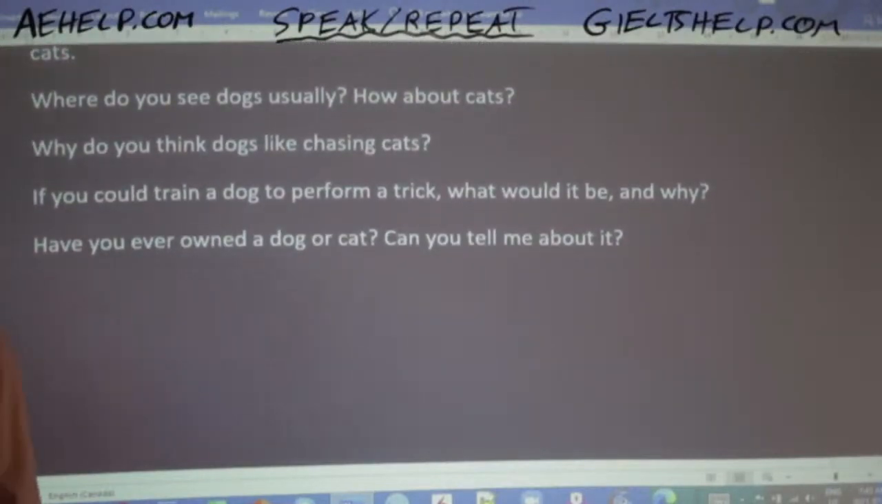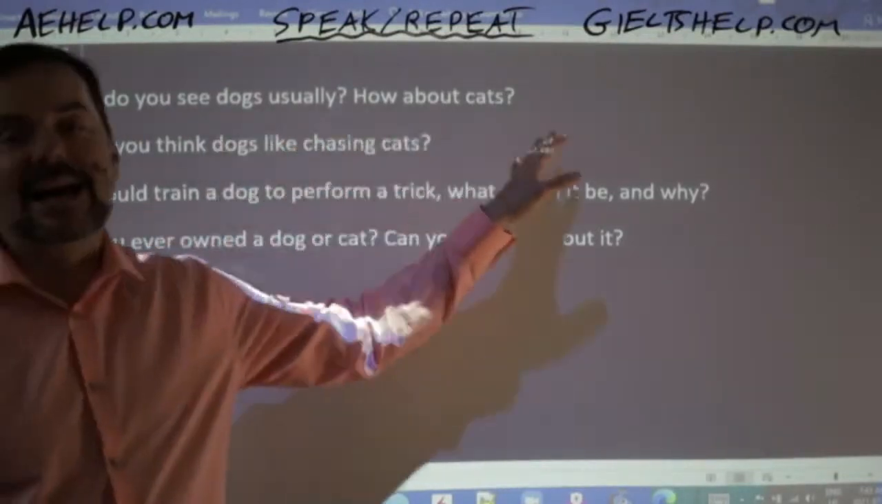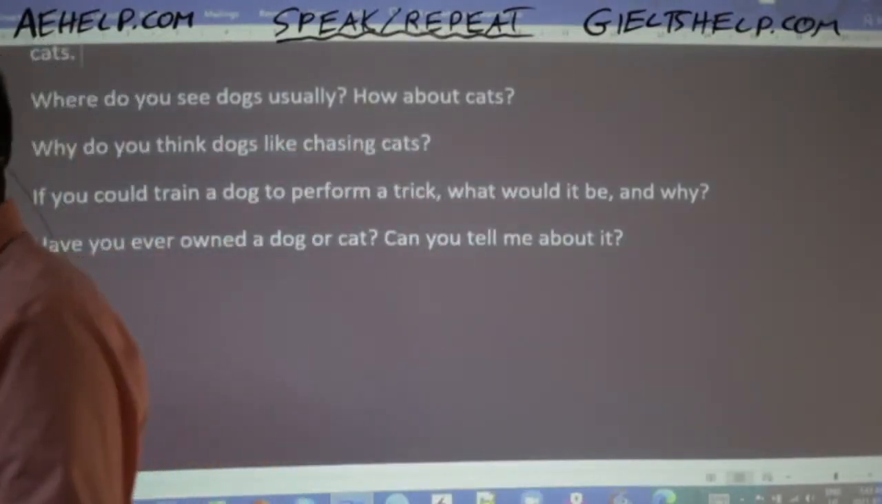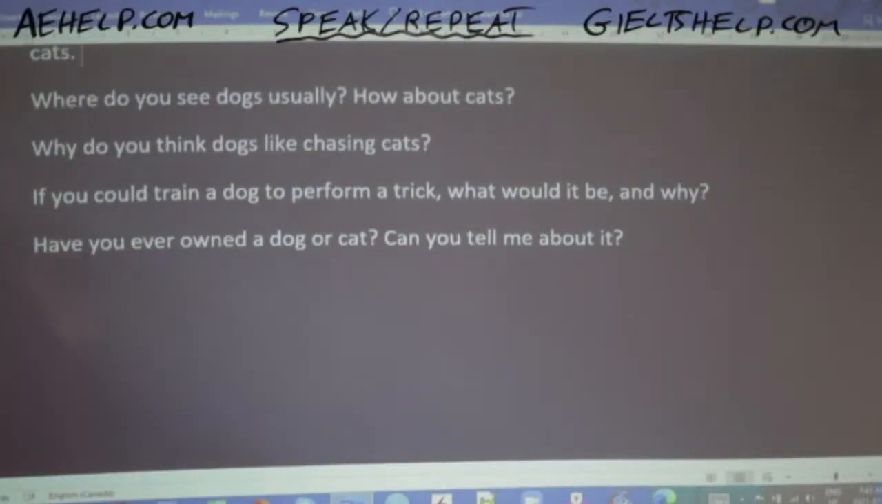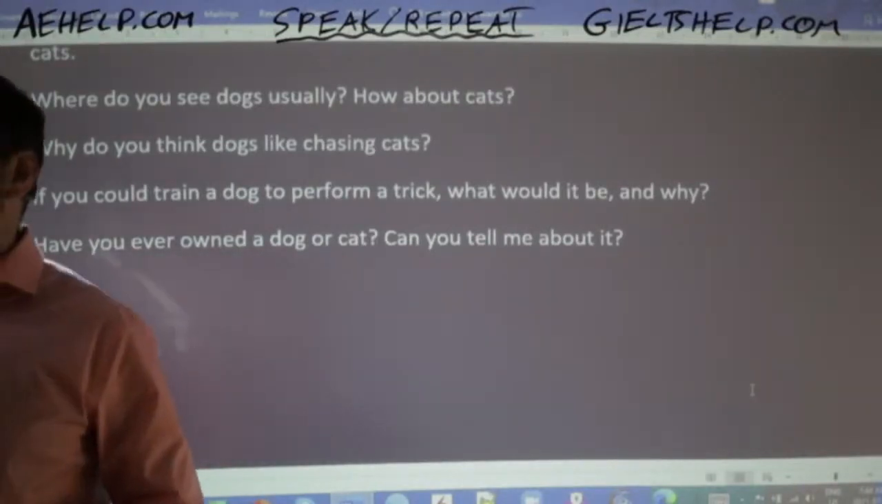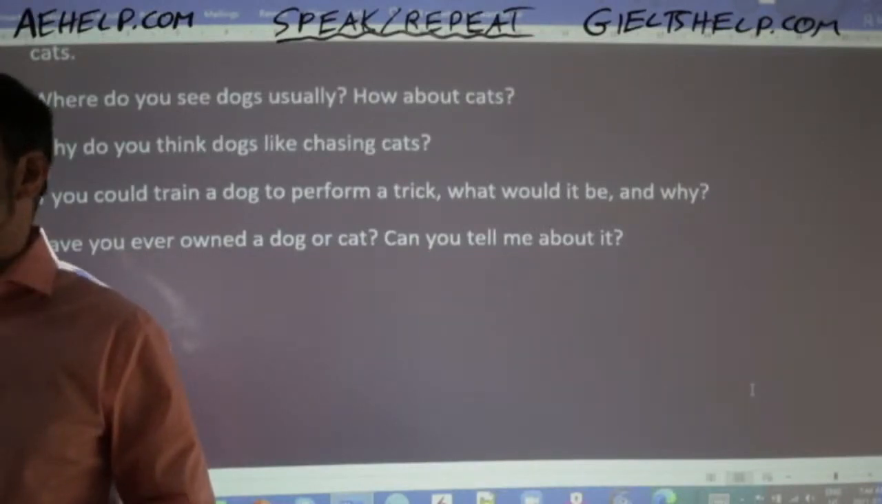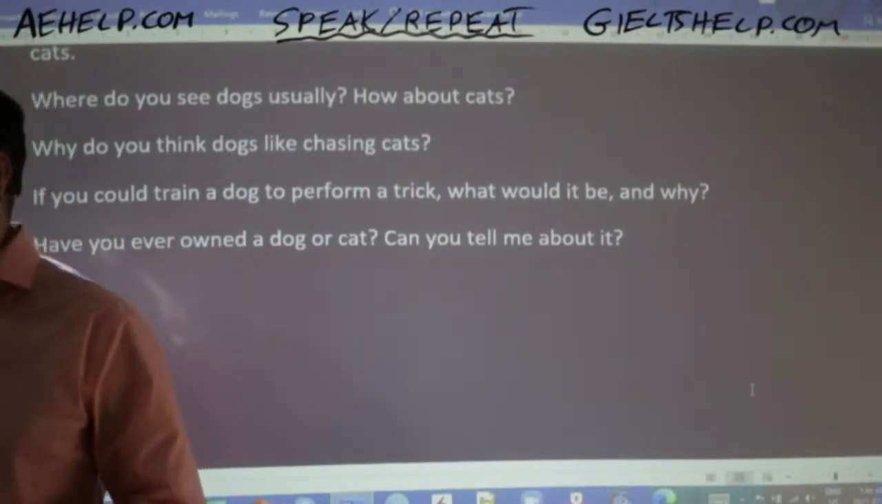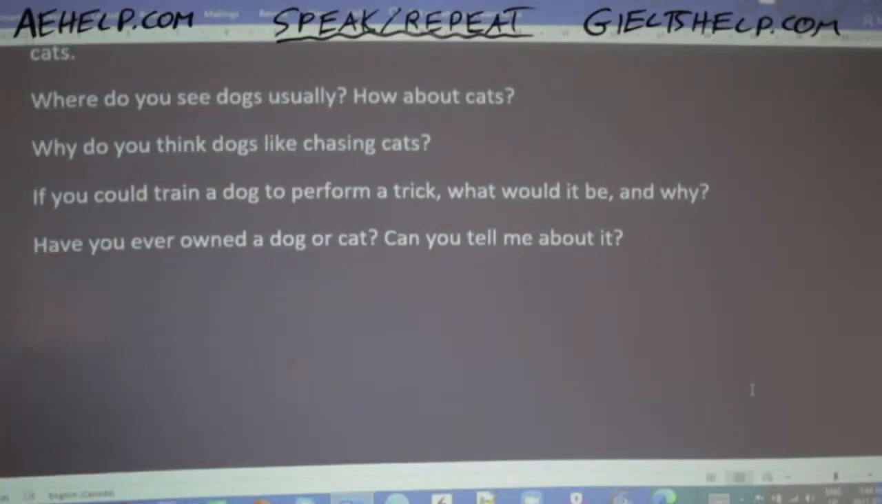Let's go to this one. So where do you see dogs usually? How about cats? Okay, so lots of interesting questions on IELTS. Be ready for anything. Okay, so where do you see dogs usually? How about cats? Give me a nice full sentence answer for this one. Okay, Kyber says, I answered quite similar to you. Very good, Kyber.